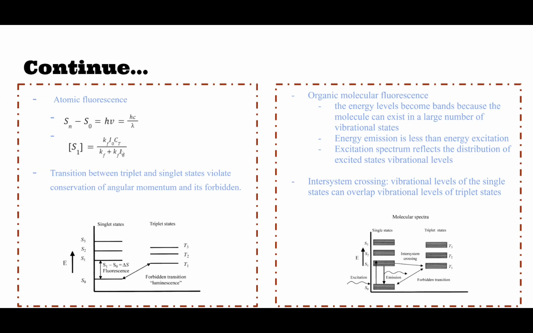And once in the excited state, the molecules will stay there for a while and then decay back to the ground state by emitting light of identical wavelengths, and the transition between singlet states and triplet states violates the conservation of angular momentum. On the other hand, organic molecules do have a fast fluorescence with a steady state lifetime, and the energy levels become bands because the molecules can have a large number of vibrational states and intersystem crossing.